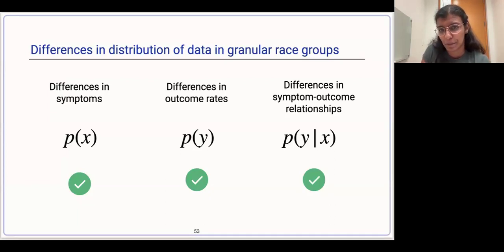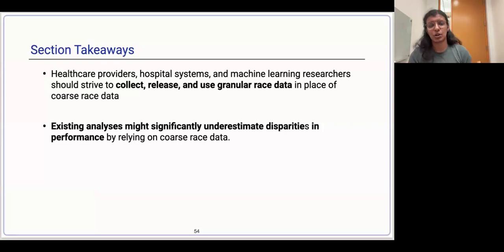race groups as well. Okay, so the section takeaways here are that based on our findings, it suggests to us that healthcare providers, hospital systems, and machine learning researchers should strive to collect, release, and use granular race data in place of coarse race data.